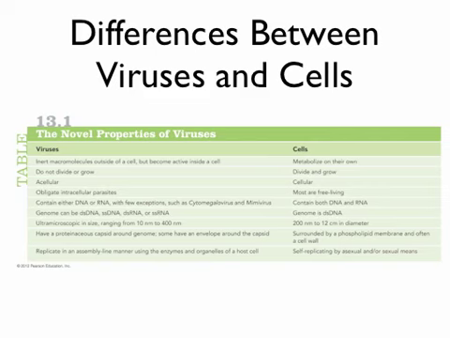So their genome can be a variety of different things, double or single-stranded DNA or RNA, linear or circular. Our genome is always double-stranded DNA. Viruses are much smaller than most cells.